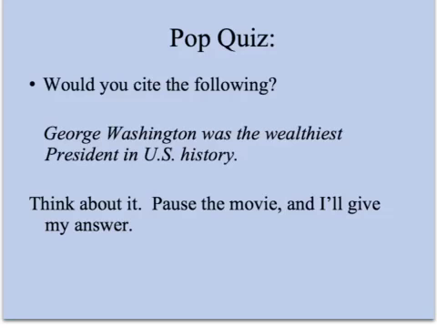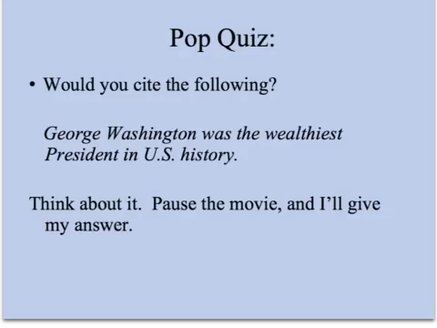For my answer to this question, think about it for a moment. Would you cite this? First of all, is it common knowledge that George Washington was the wealthiest president in U.S. history? Most folks know him as the first president, but the fact that he was indeed the wealthiest president in U.S. history is probably not as well known. My short answer to this question is yes.